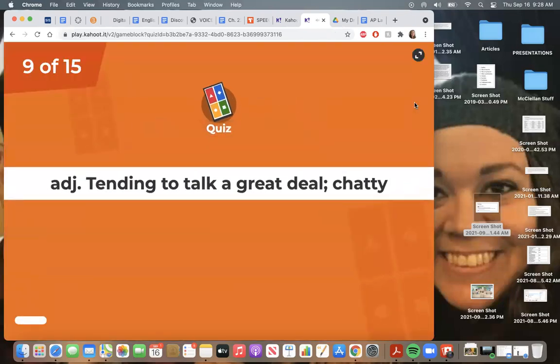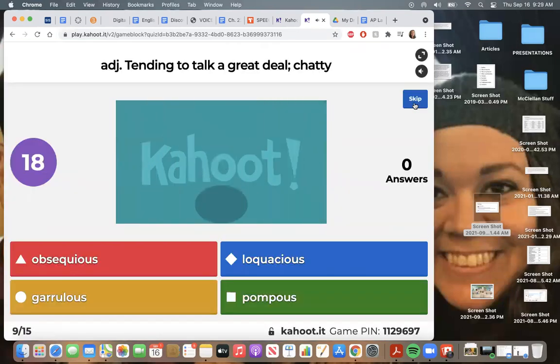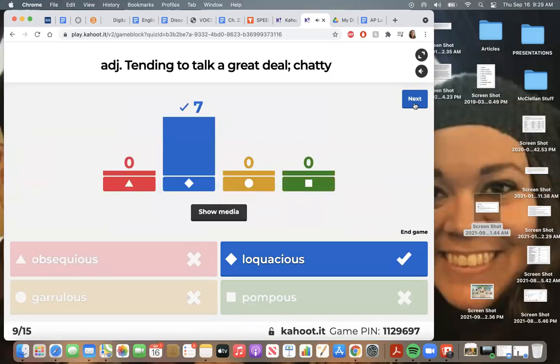Rosie coming up. Tending to talk a great deal. Chatty. Obsequious, loquacious, garrulous, or pompous? All fun words. Sorry, I'm making it colder in my house. Okay.